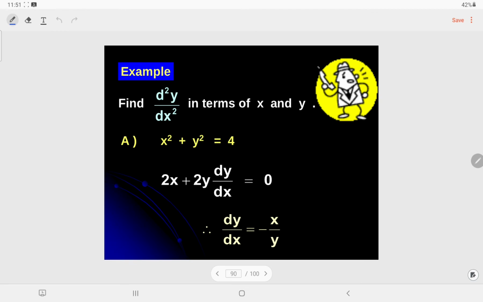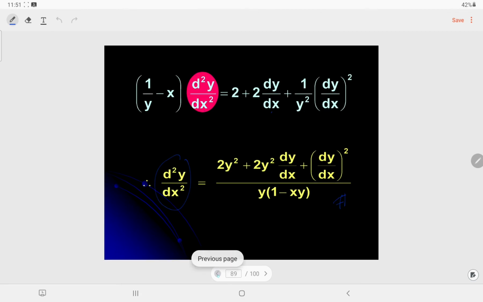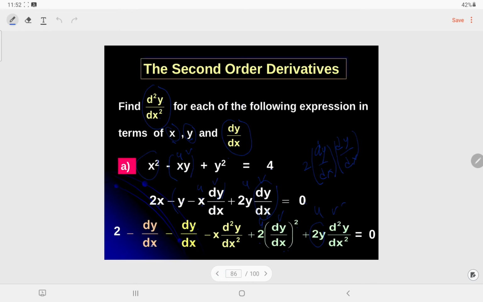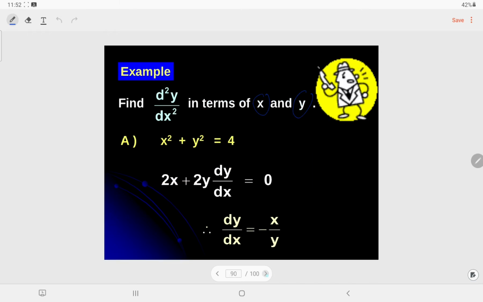Okay, another example, find the second derivative in terms of x and y. So this one is without dy over dx. Just now it was for each of the following expressions in terms of x, y, and dy over dx to find the second derivative. But for this one, find the second derivative in terms of x and y without dy over dx.